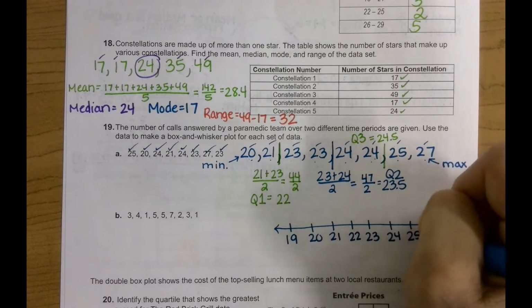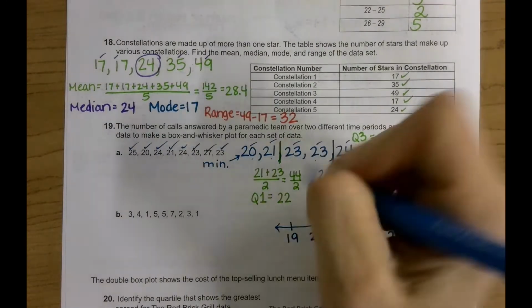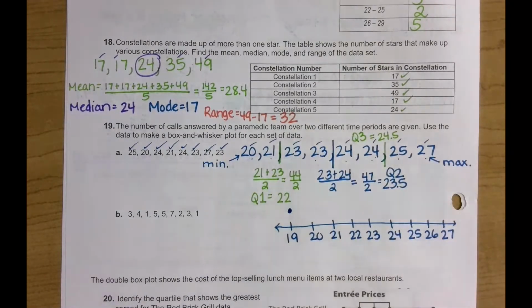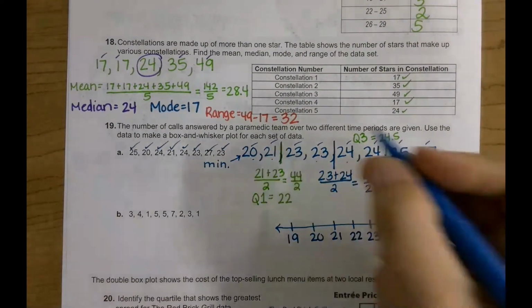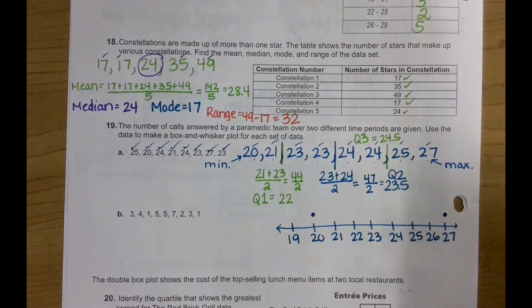I know it needs to go up to at least 27. Oh, perfect. All right, so then I can put my whiskers at my minimum. Oh, I just messed up. My minimum is not 19. It is 20, so we need to fix that. All right, put it at 20. Maximum is 27. All right, then quartile 1 is at 22.